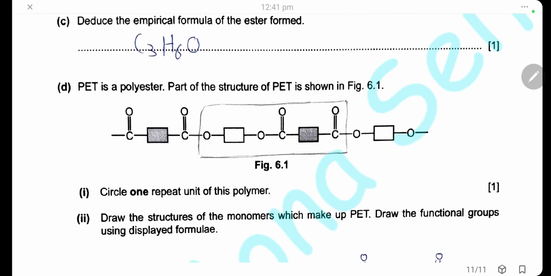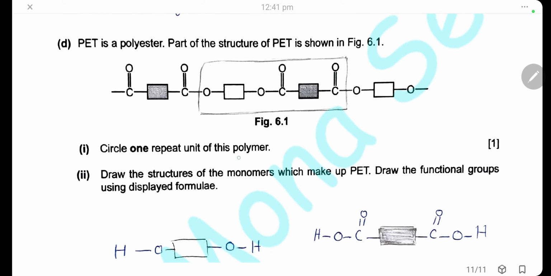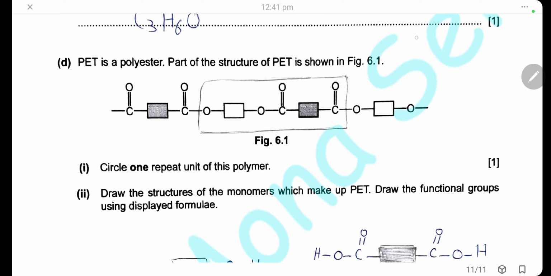PET is a polyester. Part of the structure of PET is shown. Polyester is formed from carboxylic acid and alcohol. Circle one repeated unit of this polymer. So we have a polymer formed from 2 monomers. One monomer contains a carboxylic acid on the 2 sides of the monomer, and the other monomer is an alcohol containing 1 OH group on each side. So the repeated unit will be this part, which contains the 2 monomers.